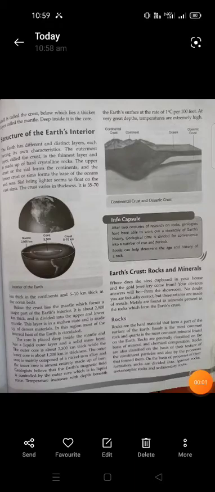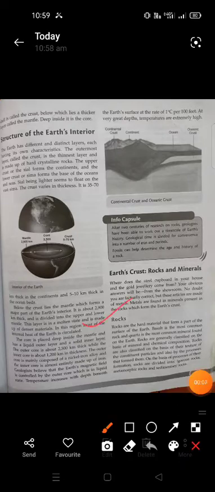Hello students, so after that first portion, today's second portion is rocks. After we already learned the Earth's interior structure, now we have to learn about the Earth's crust, rocks and minerals. So here are the different types of rocks we will learn.